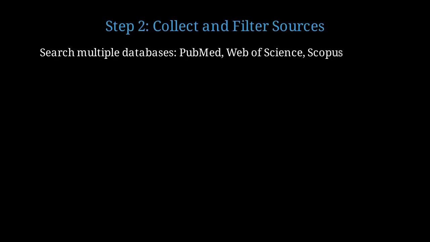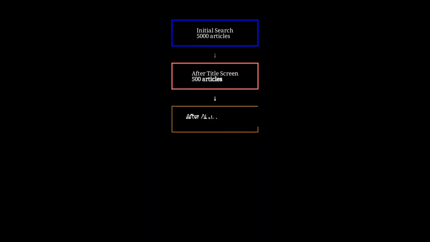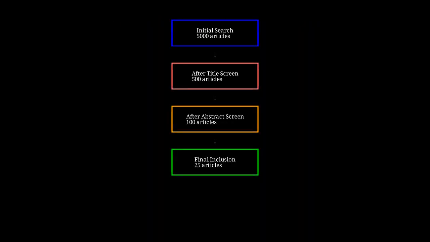Search multiple databases like PubMed, Web of Science, and Scopus to ensure comprehensive coverage. Use Boolean operators to combine search terms. For example, antioxidant and cardiovascular and randomized. The filtering process is like a funnel. You might start with thousands of articles and progressively narrow down to the most relevant studies.